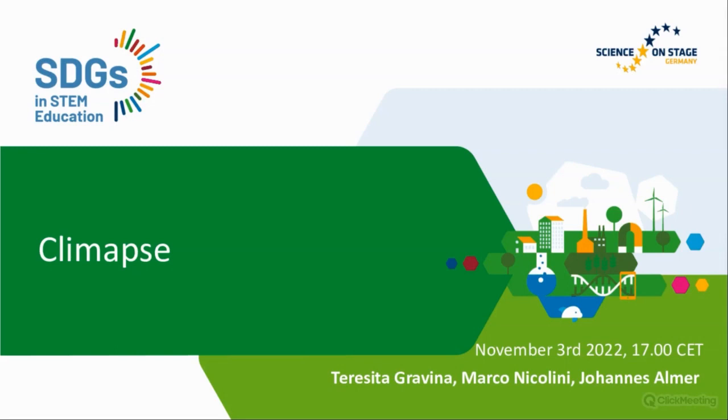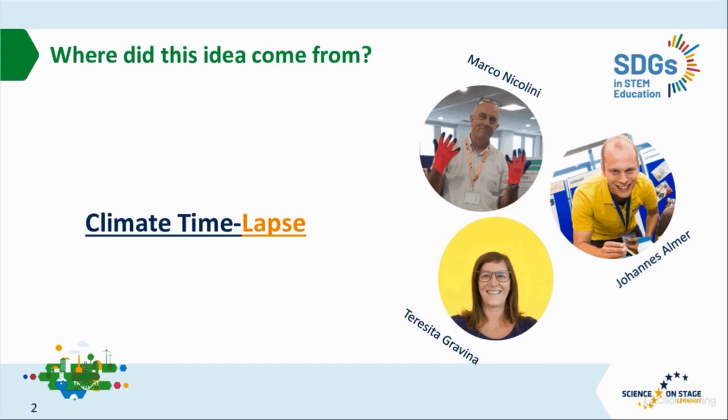We wrote and tested this unit called Climapse, a word that comes from climate and time-lapse, meaning that what we wanted to do is to show how to monitor climate in the past and possibly in the present times, and to see changes and differences in the environment surrounding us that could possibly show that something is changing.